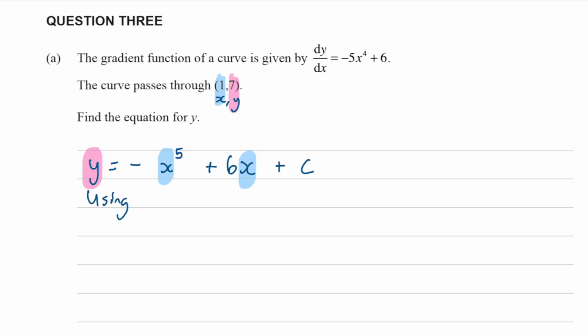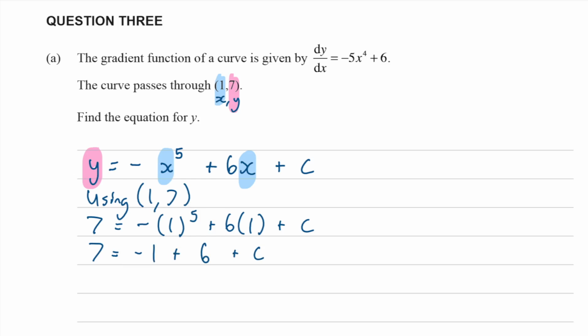So using (1, 7), because that point is on this curve, we can substitute it in. So in for y goes 7, in for x goes 1, and c stays as a variable. So negative times 1 to the power of 5, 1 to the power of 5 is 1, and then times negative is negative 1, plus 6 plus c. So what's that? 5. Subtracting 5 from both sides, we get c equals 2.